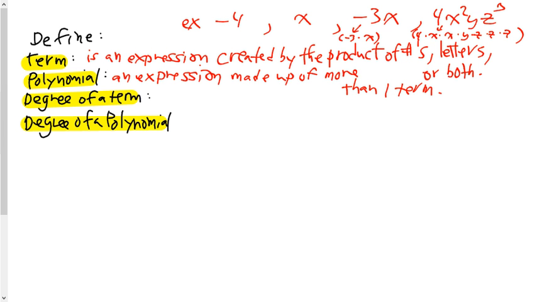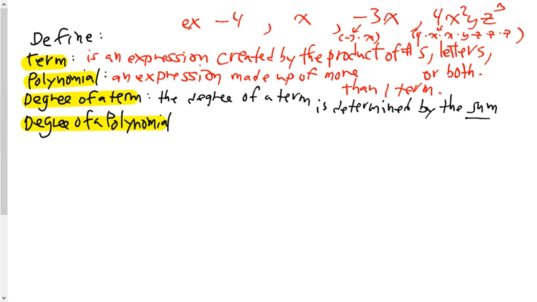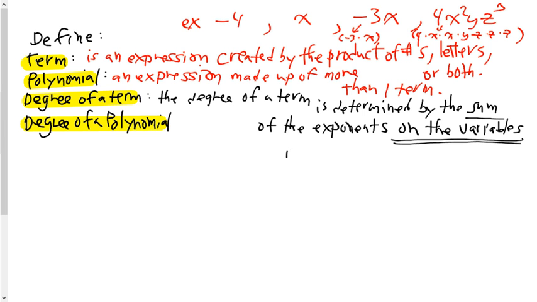The degree of a term is determined by the degree of a term, degree, D-E-G-R-E-E, the degree of a term is determined by the sum, being adding, the sum of the exponents on the variables, double underlined in the term. That's a long sentence, but you get the idea.